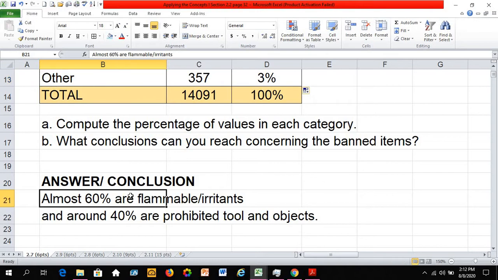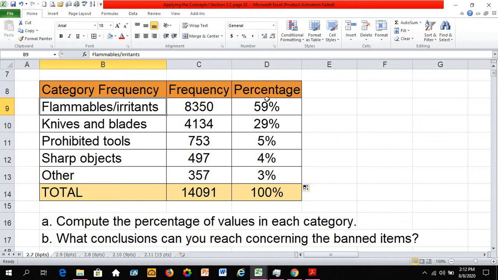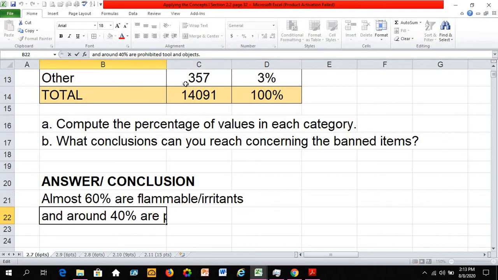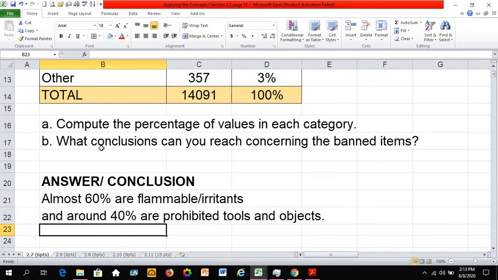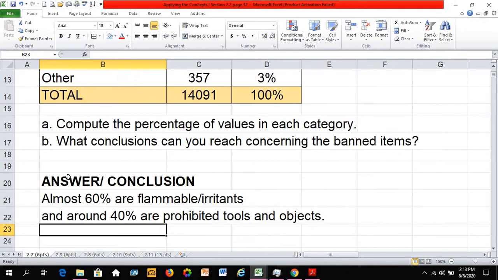So almost 60% are flammables or irritants. That's almost 60%, and the rest should sum up to 40%. Around 40% are prohibited tools, knives, sharp objects, and you can also include the others. I'm done with my conclusion, so I'm done with item number 1.